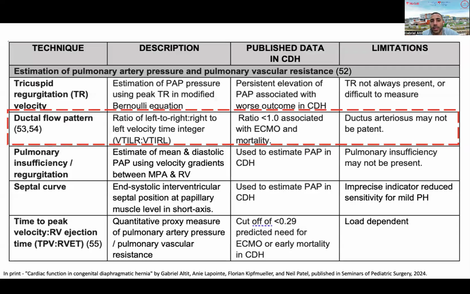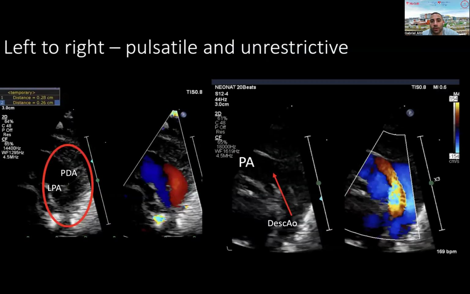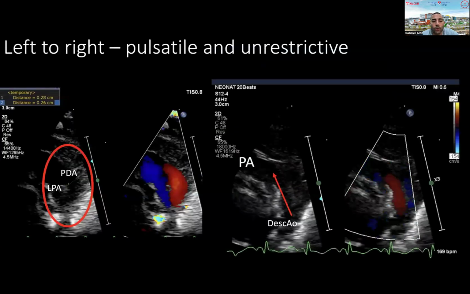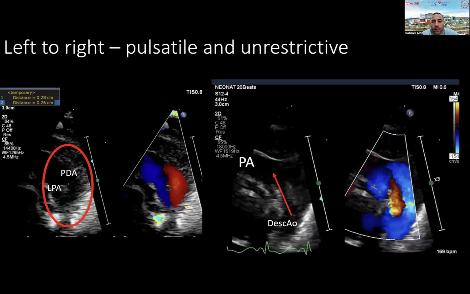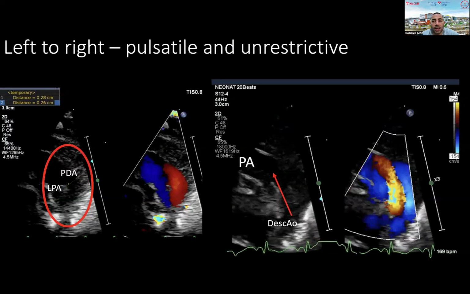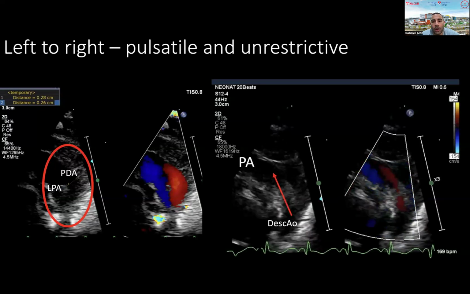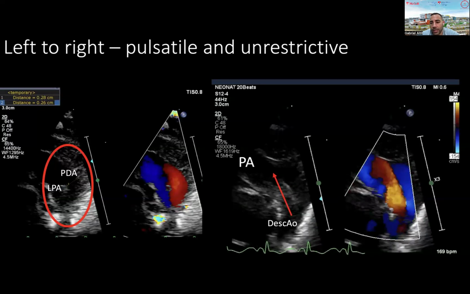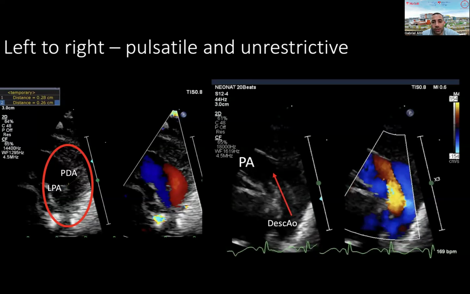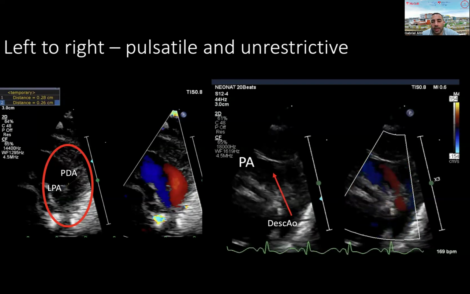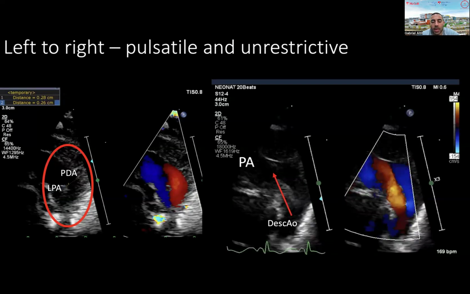A second opportunity we get in babies is typically the ductal flow pattern. So the ductal flow will inform you on the relationship between the PA and the aorta. And obviously, if your PVR are higher than your SVR, you should get a right to left shunt. If your SVR are higher than your PVR, you should get a left to right shunt. And if they're about the same, you should get about a bidirectional shunt.